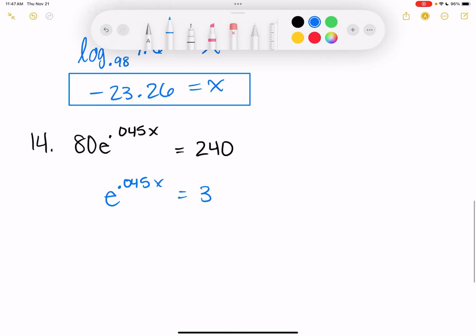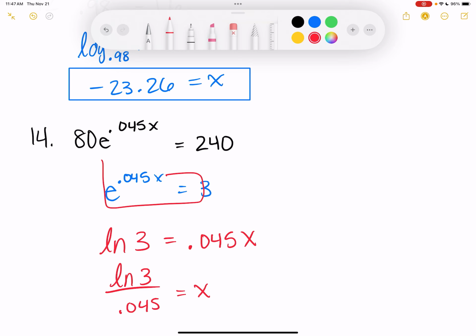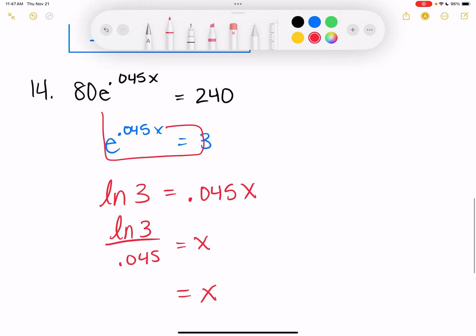So then now use a log to solve it. Now this is log base e, so I'm just going to write that as ln of 3 equals 0.045x. Divide by 0.045, so I'll have ln of 3 over 0.045. And type that in and tell me what that's equal to. .41.